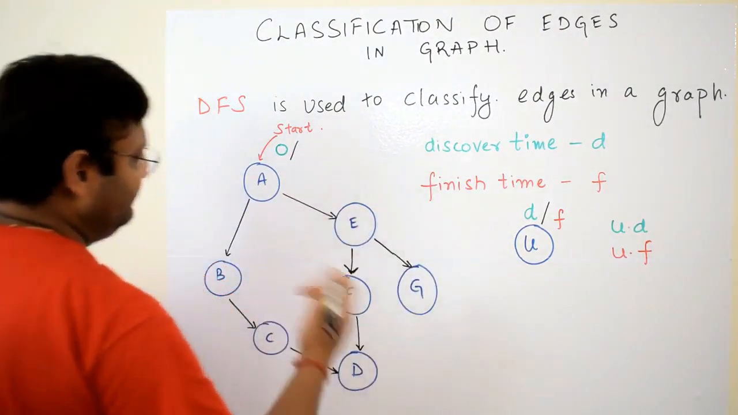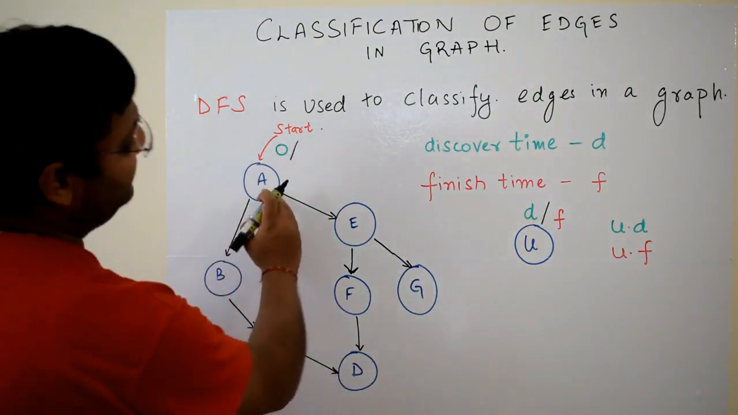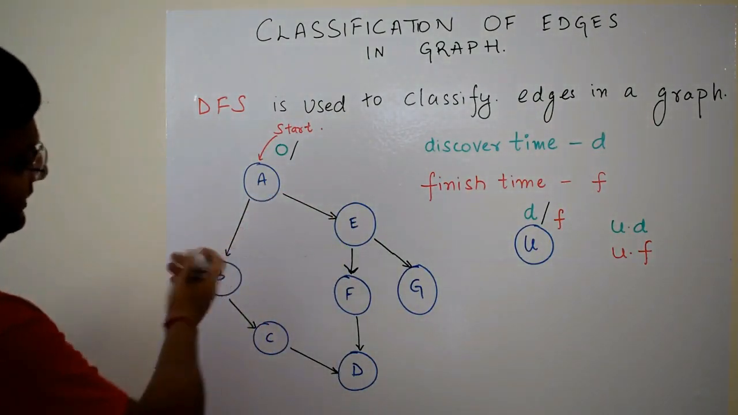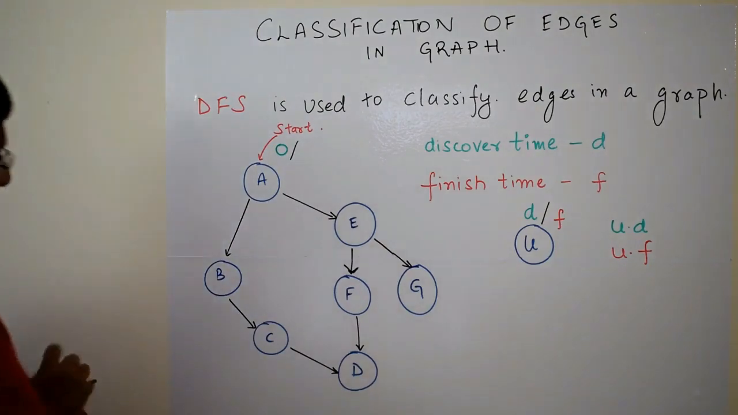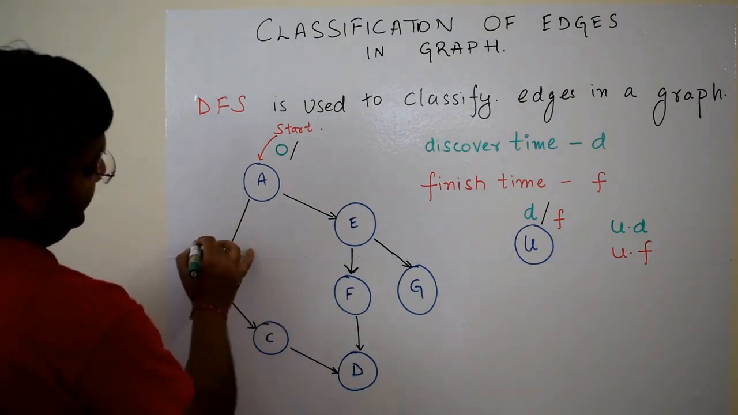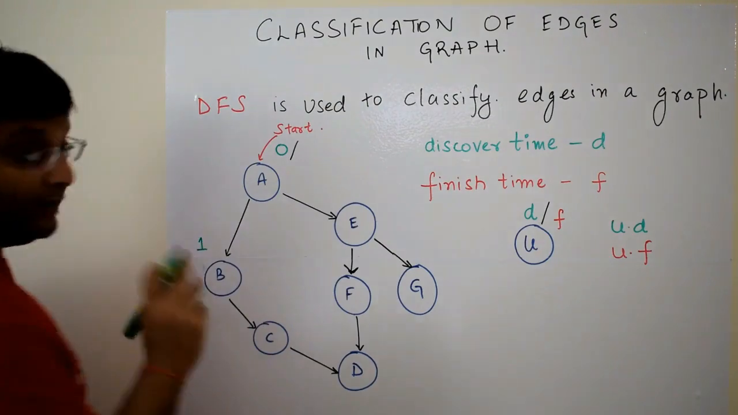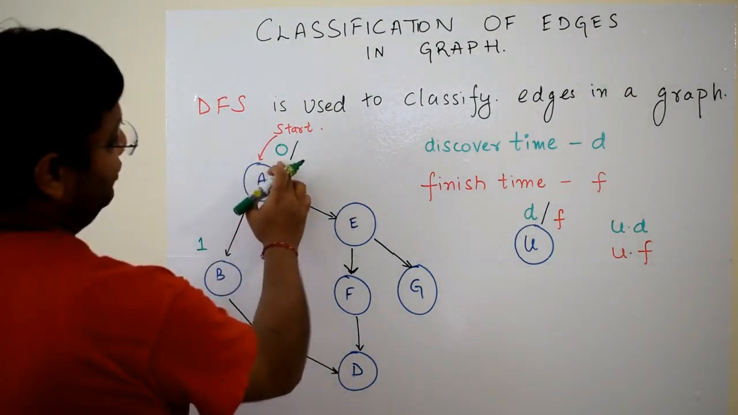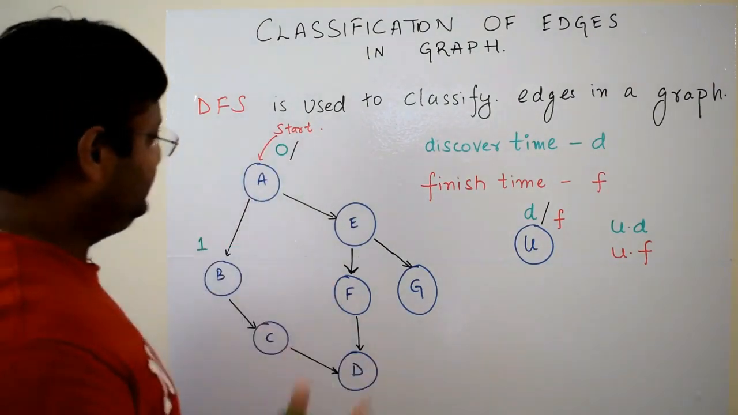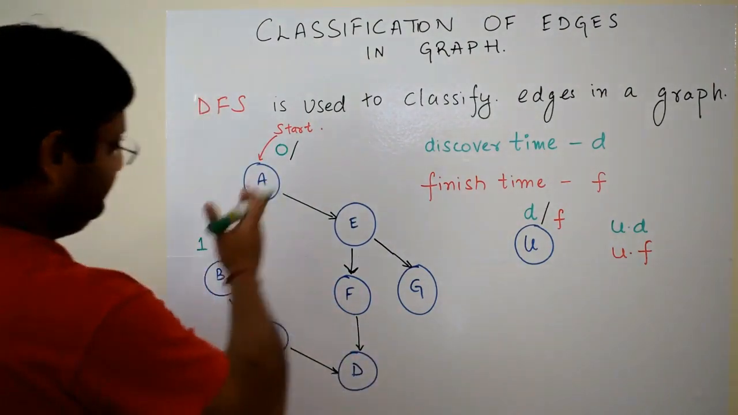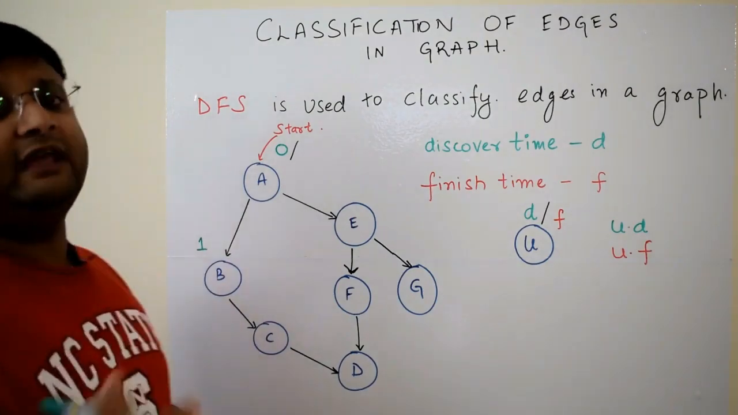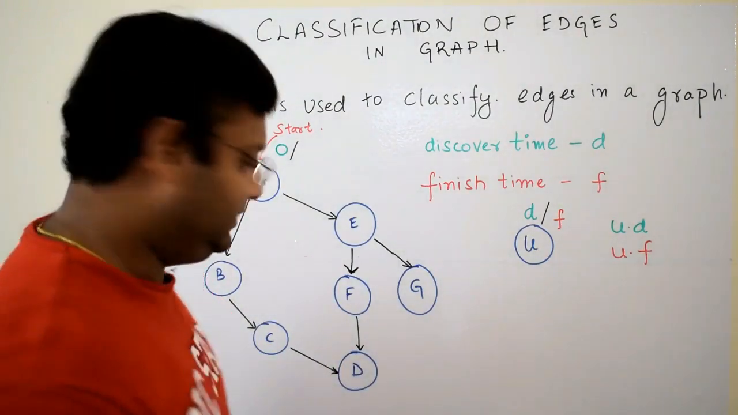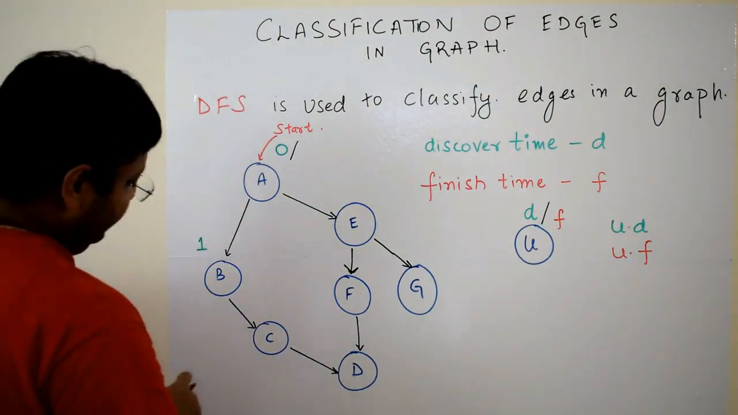Now, as in the case of a DFS algorithm, what will happen? Either we can explore this branch or we can explore this branch. Suppose we went here. Now, what will be the discover time of B? Definitely 1. Are you getting it? It's very important. We started with A, it is 0. Then the next node which we could reach from A is B, and we went there. At what time did we discover B? At time 1, correct?